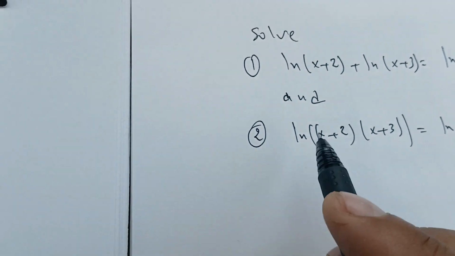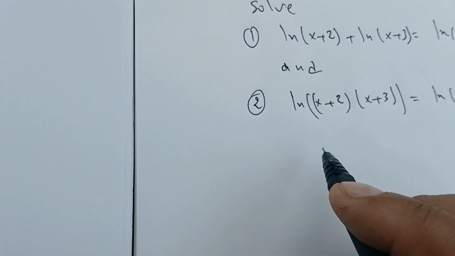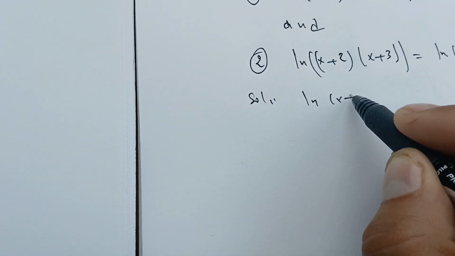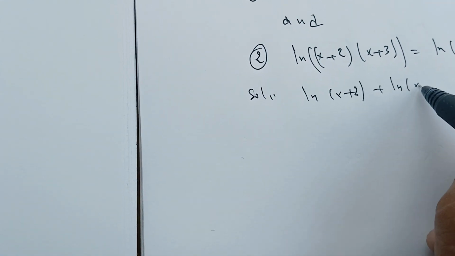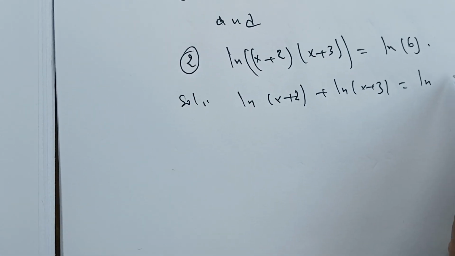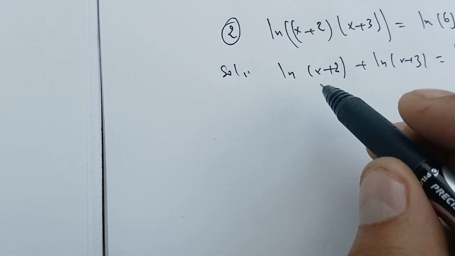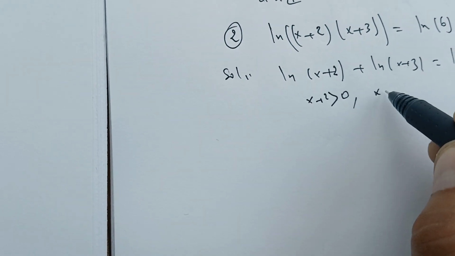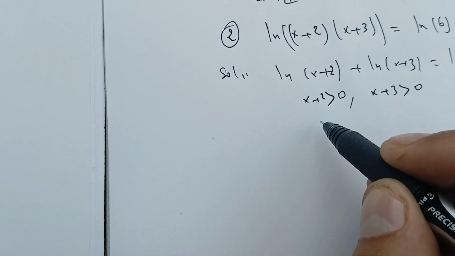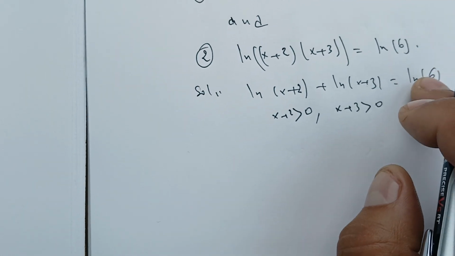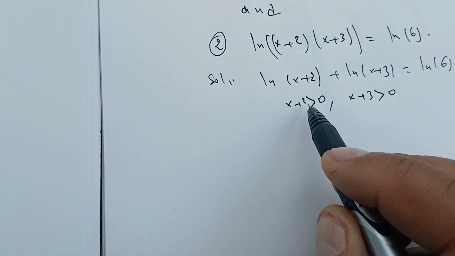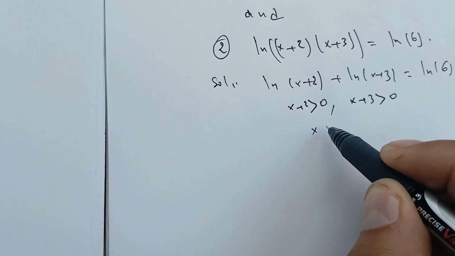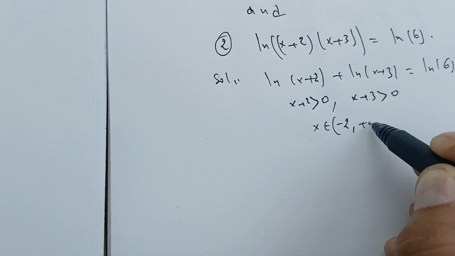To solve the first one, we have the sum of two functions: ln of (x plus 2) plus ln of (x plus 3) is equal to ln of 6. To have this defined, we need x plus 2 strictly bigger than 0, and x plus 3 bigger than 0. And ln 6 is defined because 6 is positive. These two conditions give us that x is in the interval minus 2 to plus infinity.